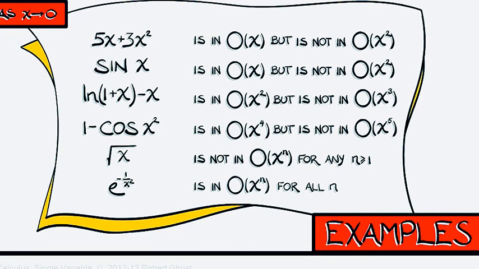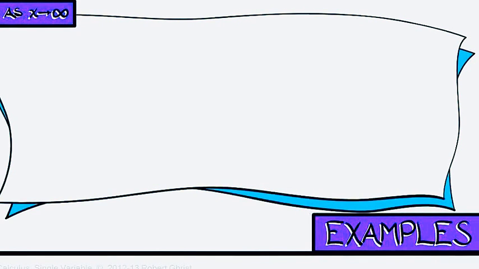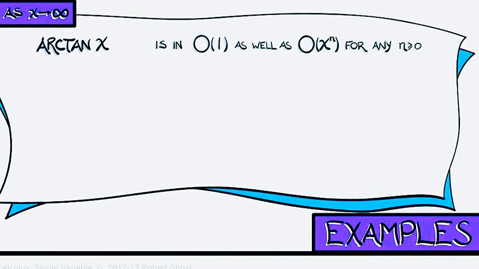It's in big O of x to the n for all positive n, as x is going to infinity. We have a number of interesting examples as well. Arctan of x is in big O of 1. It's bounded. That means it's also in big O of x to the n for any positive n.